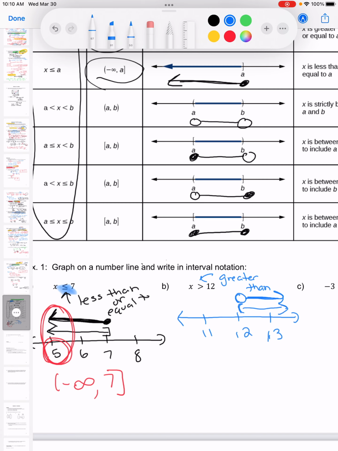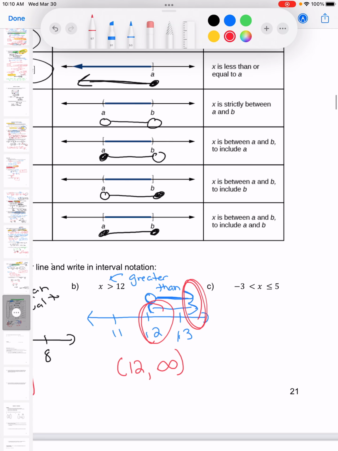We read left to right. So the first thing we come to when we're reading our picture up here is this little part up here. So that's a parenthesis at 12. Then we come over and we've got these arrows. It's on the right-hand side, so that's going to be infinity. So there's my interval notation.